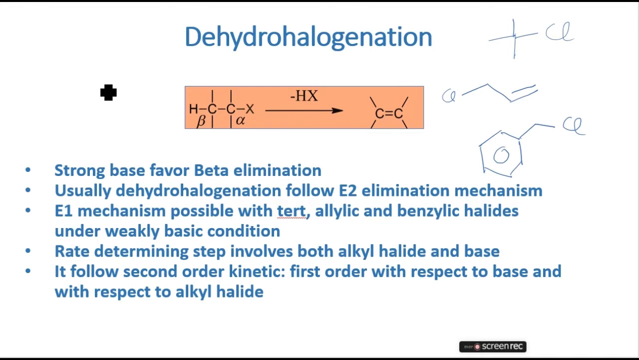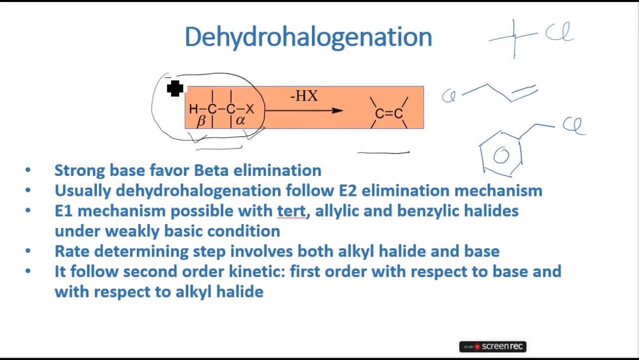So in dehydrohalogenation, what happens when you take this compound, there is this alpha hydrogen, then there is this beta hydrogen. When this reacts in the presence of base, this alkene will form. So E2 elimination usually occurs for this type of compounds.